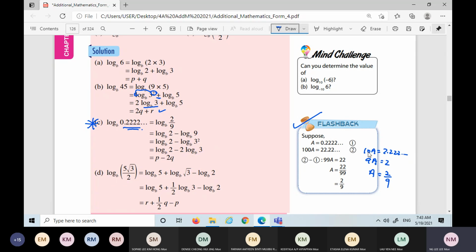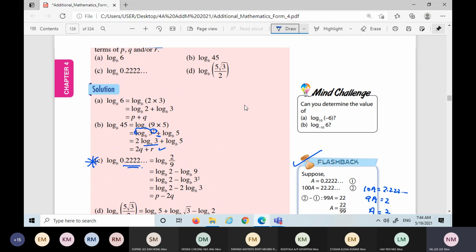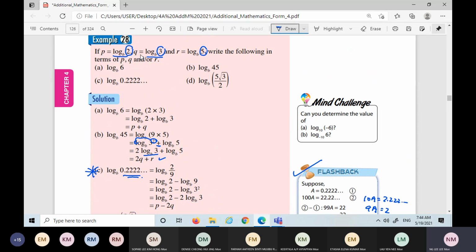Same thing. Okay, so times 10 actually is enough already. No need to times 100. So you replace the 0.2222 with 2 over 9. Then you will continue. Check and see the 2 and the 9. Is it in the list given? 2 is here. 9 you can write as 3 to the power of 2.